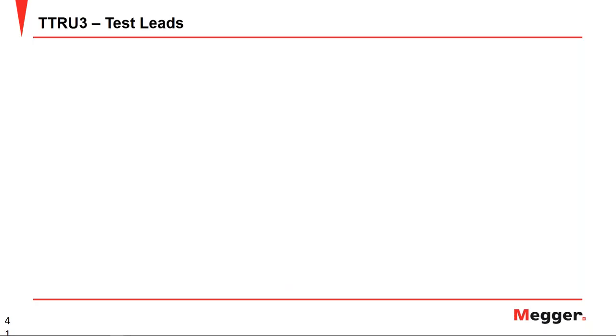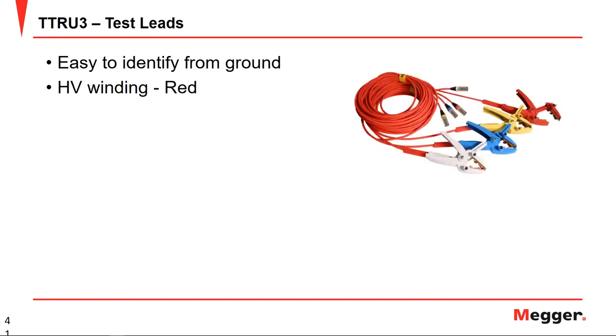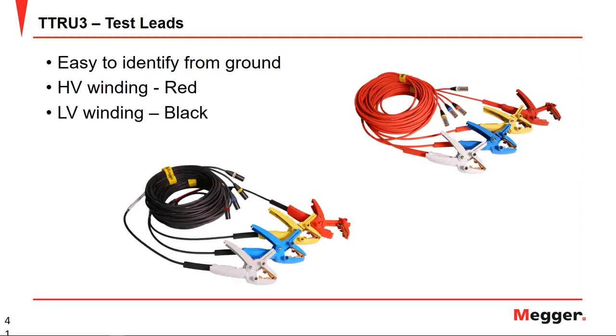Now, what do we do to help you ensure that you have connected your leads properly to the transformer? Part of the importance of this testing is making sure you have the correct vector selected and that you are connected to the transformer properly. Well, we have leads that are easy to identify from the ground. We have a red jacket on our high voltage winding leads, and we have a black jacket on our low voltage winding leads. So you can very easily tell if the correct leads are going to the correct side of the transformer.